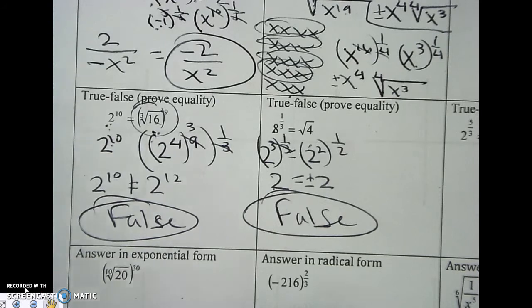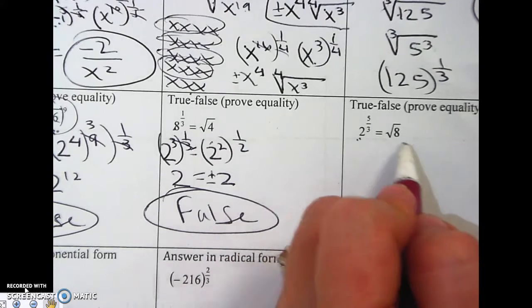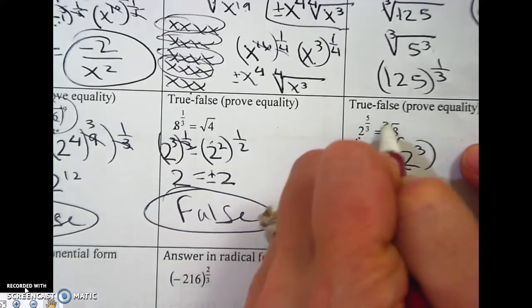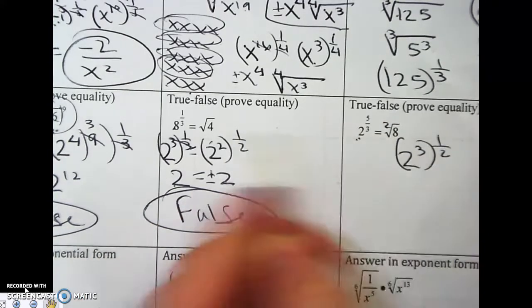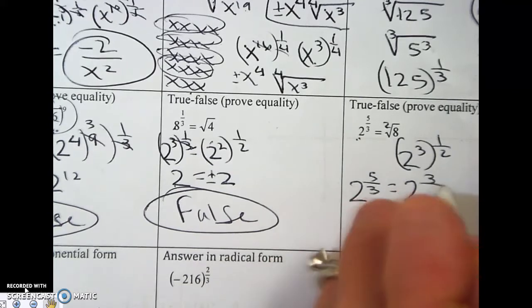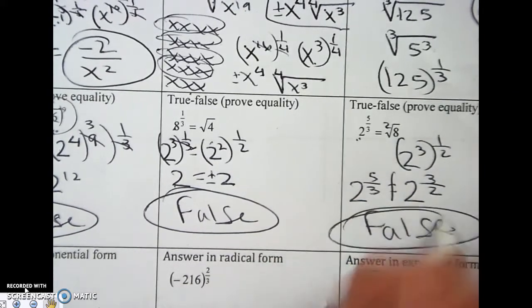Okay. Playing the 2 game again. I don't really know what to do with that. So I'm just going to make this the same as 2 cubed. Remember, square root means 1/2. So this is 2 to the 5/3 equals 2 to the 3/2, and those are not equal. All of these end up being false.